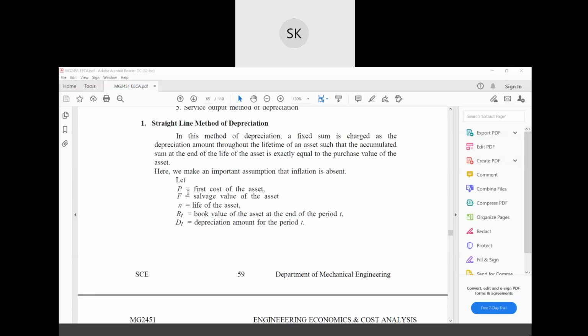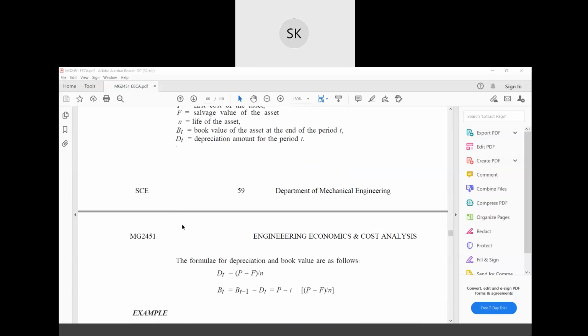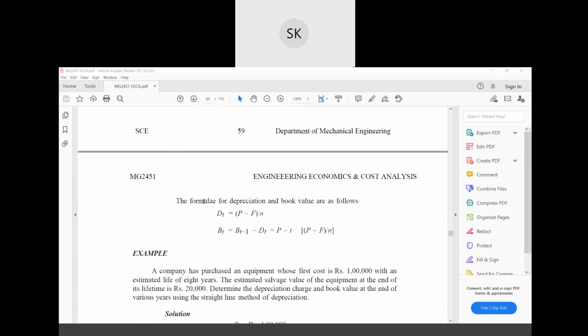So P will be the first cost of the asset. F is the salvage value of the asset, salvage money, resale value. N is the life of the asset. BT is the book value of the asset at the end of the period. And DT is the depreciation amount for the period. So the formulas to find the depreciation and book value are as follows.